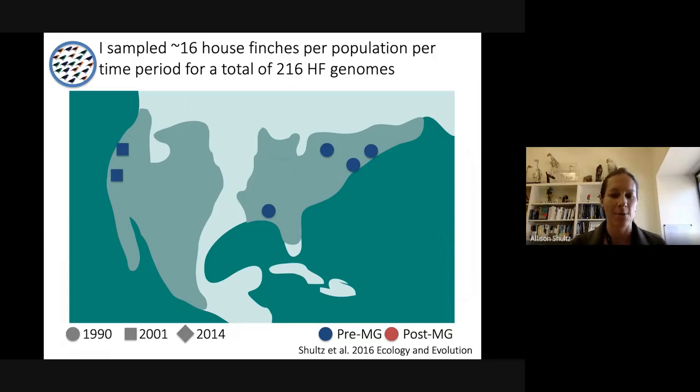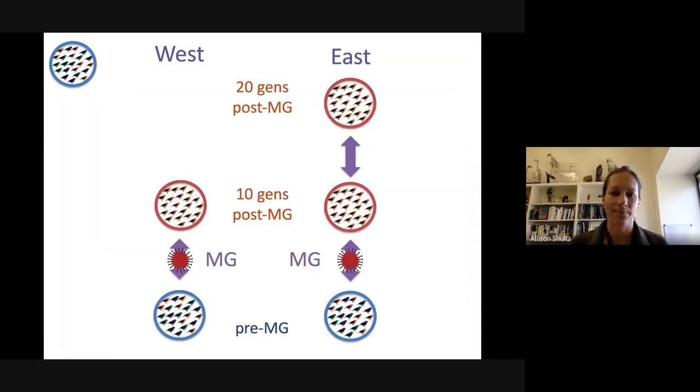So here's my pre-mycoplasma, then 10 years after, and then in the East, I actually got 20 years after just because enough time had kind of passed by. I also sequenced a number of purple finches and Cass's finches, which are the outgroups to house finches, and more divergent finches, so I could get accurate population genetic statistics. And so here's what my sampling ended up looking like.